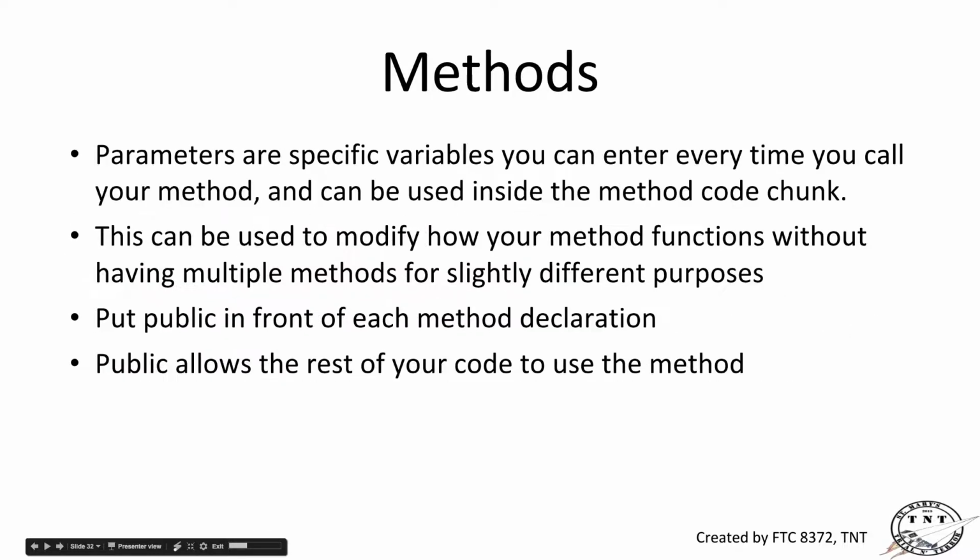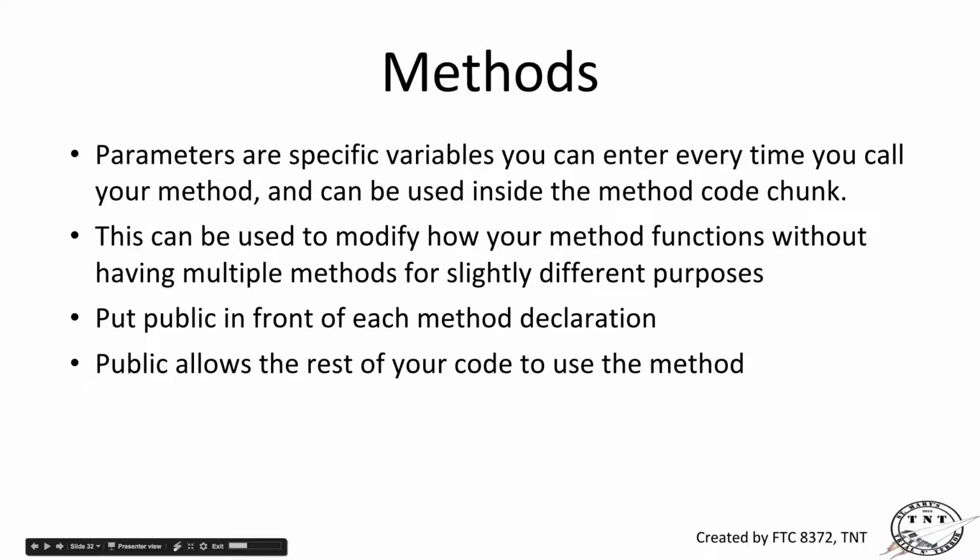If it's in the middle and you say return, it will just cut out of the method and go back to your program. Parameters are specific variables that you can enter every time you call your method. It's basically telling your method certain things about the specific situation, like currently the speed is 2, or currently my favorite color is green. Now that would never come up in a program, but it's just an example. This can change how your method works slightly. So if you have a method moving your robot, you can have a parameter for how fast you want your robot to move, like an int speed.